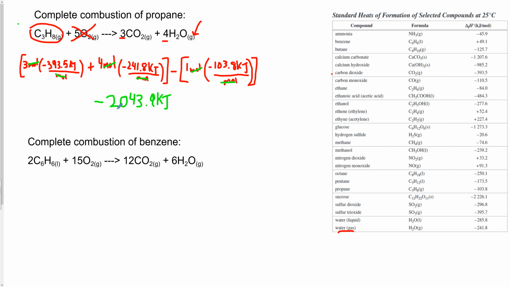What about the molar heat? Well, in this case, if you want to get molar heat, you divide by the number of moles that are in front of the fuel. So if I just divide this by 1 mole, because that's the number there, that gives me negative 2043.9 kilojoules per mole. That means molar. In other words, how much does 1 mole give out?